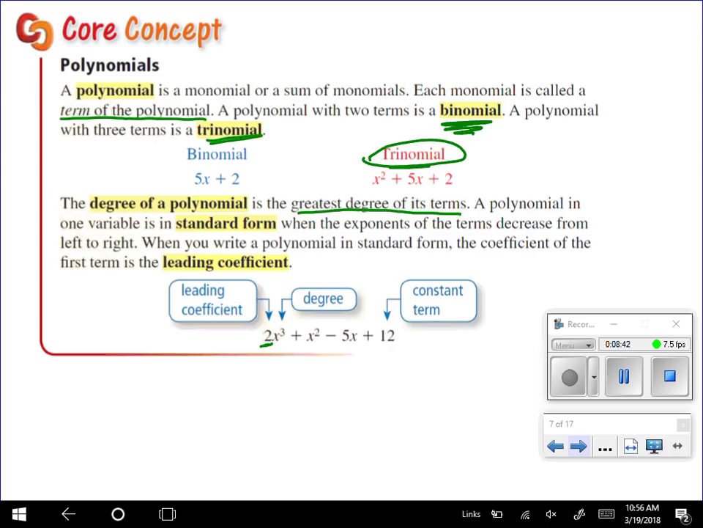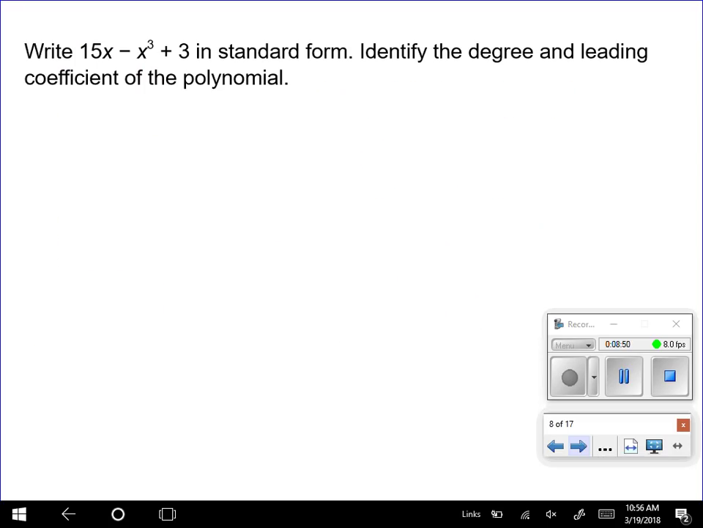What we're going to do is talk about the degrees of the polynomials, and about writing them in standard form. We're just going to do a few examples of this. It says, write 15x minus x to the third plus 3 in standard form. Identify the degree and the leading coefficient of the polynomial. This is a lot of vocab here. If I want to write it in standard form, I want my greatest exponent first. In that case, that would be here.